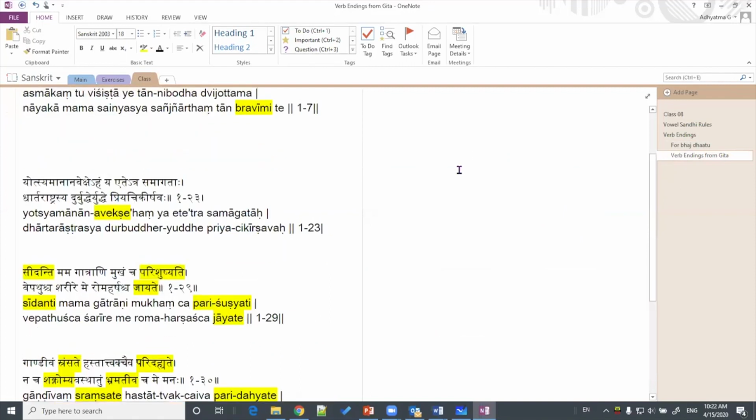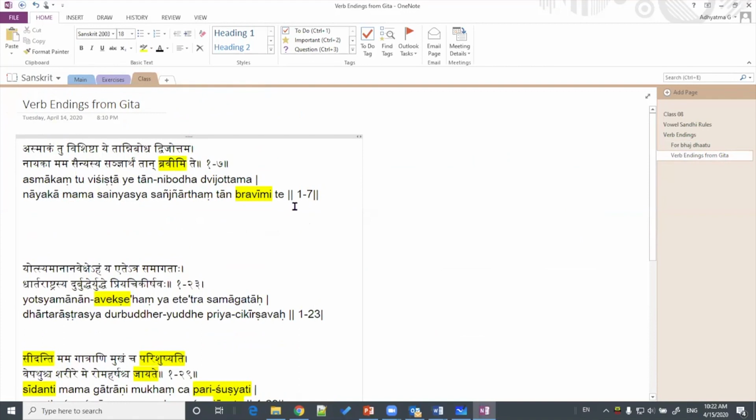So I have mentioned the verse numbers here. You can look it up later, and we will include these in the notes so that you know where the verbs are.